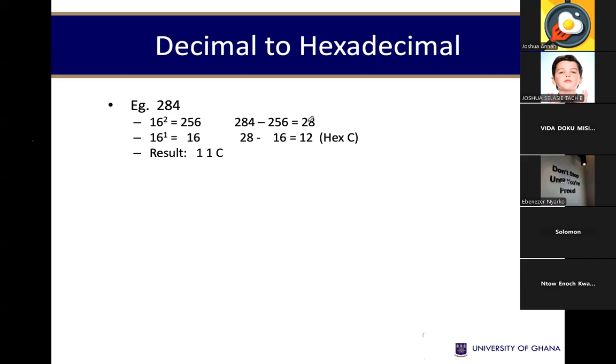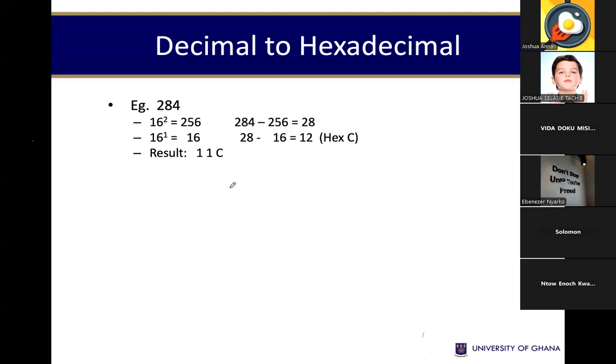So for the 28, you look for the highest power of 16 that will go into 28. That should give you 16 to the power 1. That is expected to give you 16. Subtract the 16 from this 28 you had. That should give you the 12. Now this 12, there's no way we can have any power of 16 going into 12. So we leave this.